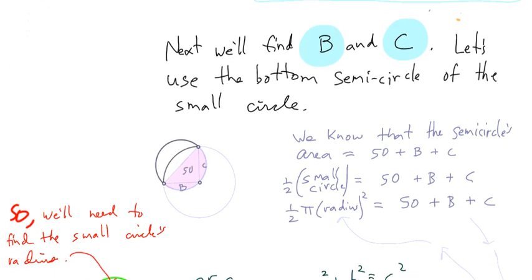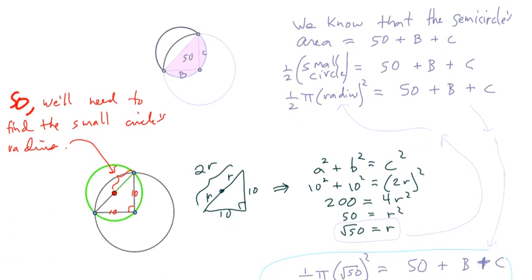We'll use the bottom semicircle of the small circle, highlighted here in pink. Part of the region is 50, the other parts are B and C. So the semicircle is 50 plus B plus C. Semicircle's area is 1/2 of the small circle. So 1/2 of pi radius squared for the small circle is equal to the regions 50 and B square units and C square units. So we need to know the radius of the small circle. Let's move over here to the left in red and green. Small circle's radius is highlighted there.